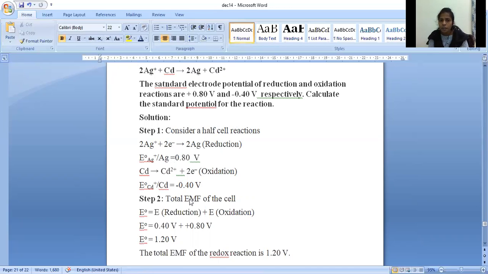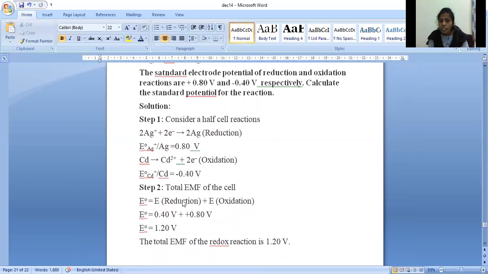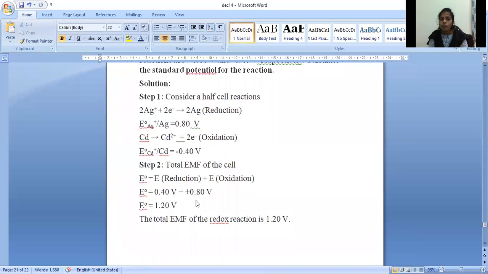Now let us calculate the total EMF value. They asked the total EMF value. So E reduction minus E oxidation. What is the reduction value? 0.80 minus of minus 0.40. So minus of minus will be plus. So we got 0.40 plus 0.80, so we got 1.20 volts. So what is the total EMF of the redox reaction? 1.20 volts.